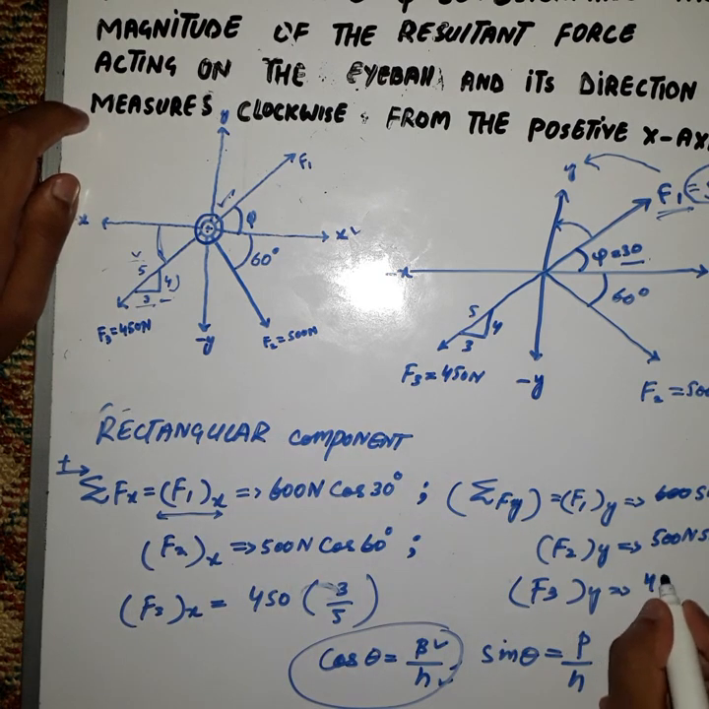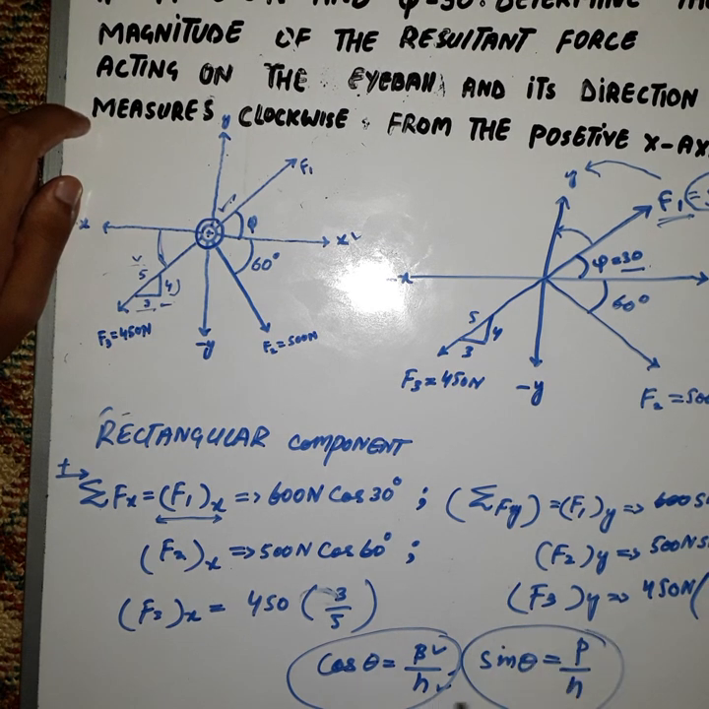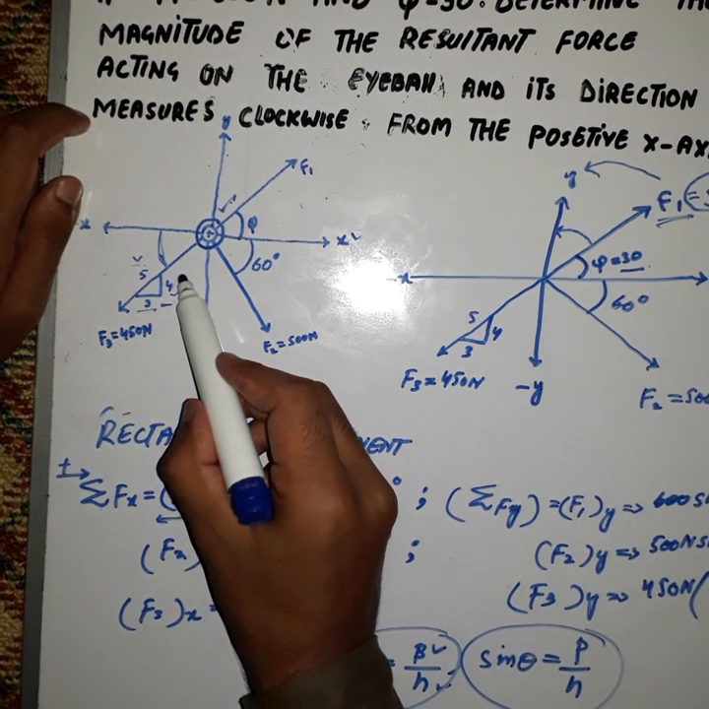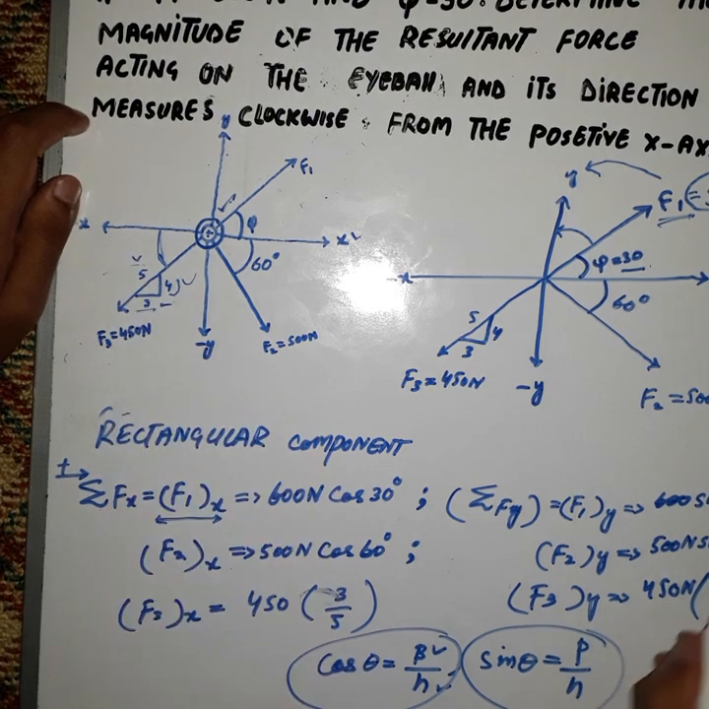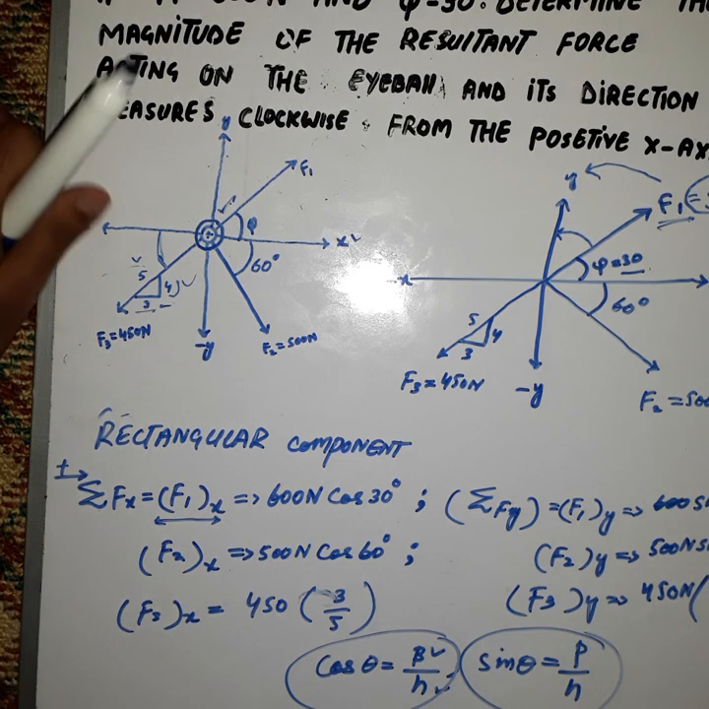Force is 450, and now use sine theta is equal to perpendicular over hypotenuse. This is our perpendicular, this is our hypotenuse, so it will be 4 by 5. I hope you understand.